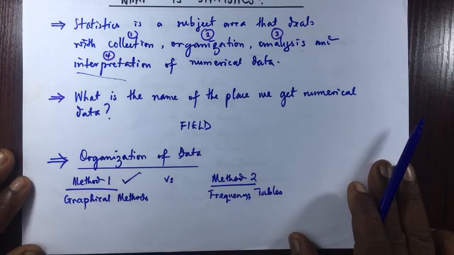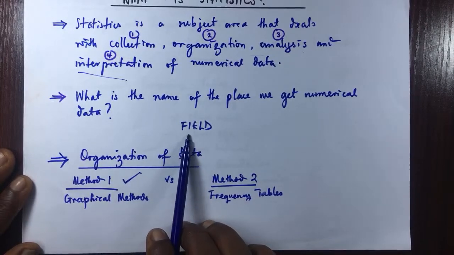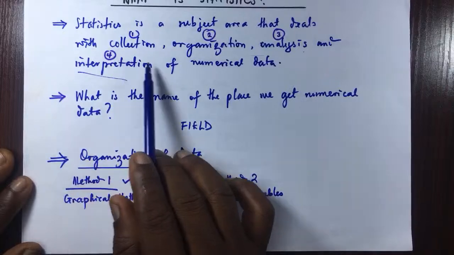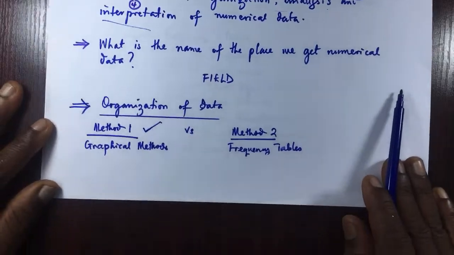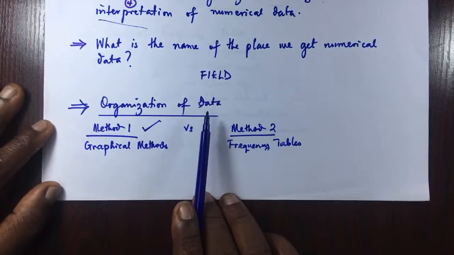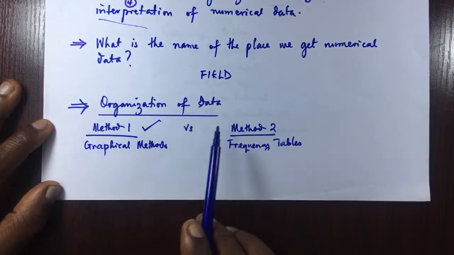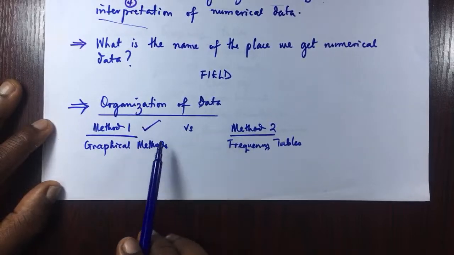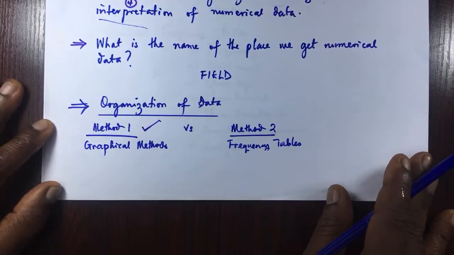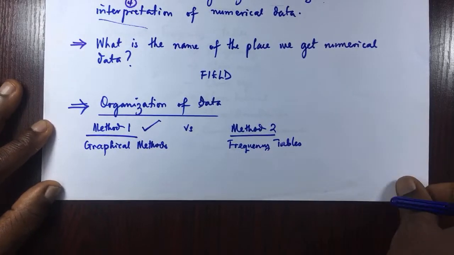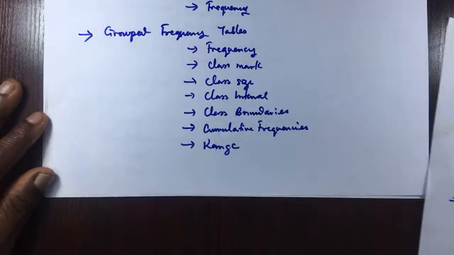Now, where do we collect numerical data? In this video, we've said numerical data is collected from a place called the field. Because out of these 4 things, we shall be discussing organization of numerical data, we went on to discuss it, and I told you that data organization can be done using either of 2 methods or both of them. One is the graphical method, two is the frequency table. So you could use the graphical methods or the frequency tables.